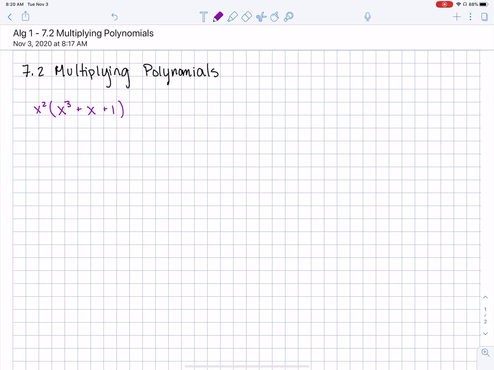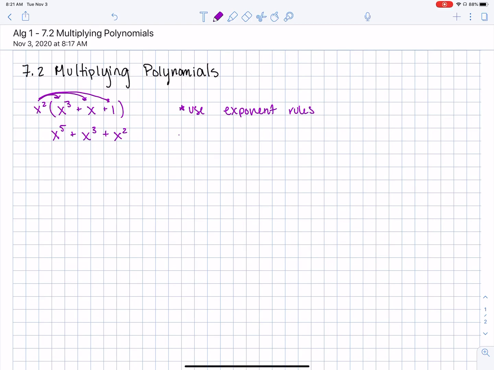So when you distribute this x squared, you're going to go ahead and add up your exponents because you have the same base, and that's going to give you x to the fifth plus x cubed, because that's x squared times x, plus x squared. And that's how we distribute these. We use those exponent rules. I'm going to go ahead and start that. Exponent.